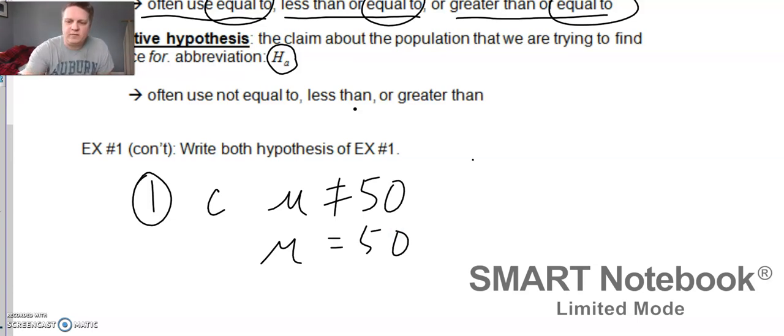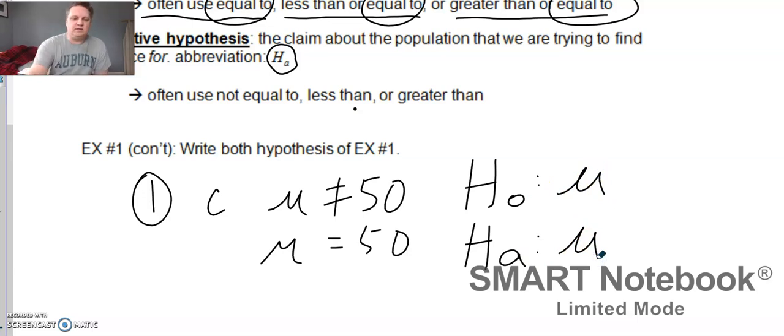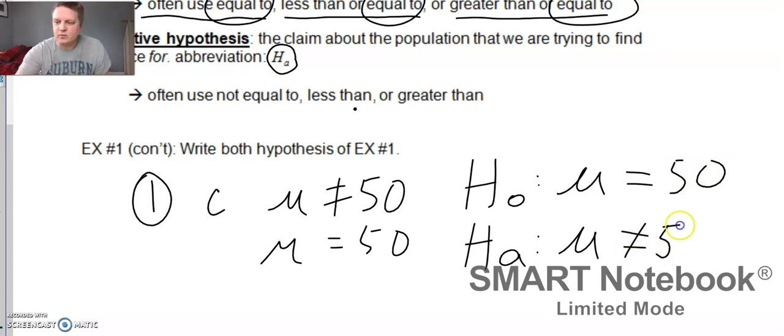Okay, so once we have that, we then have to identify our null and alternate hypothesis. Now, these are the two choices. Okay, the null hypothesis, if you look above at the notes, it says that it often uses equal to, less than or equal to, or greater than or equal to. So mu equal to 50. Okay, therefore the alternate hypothesis would be the other one, which is not equal to 50. And you have to make sure you show which one is the claim, because you're going to need that when you get further on in the steps.